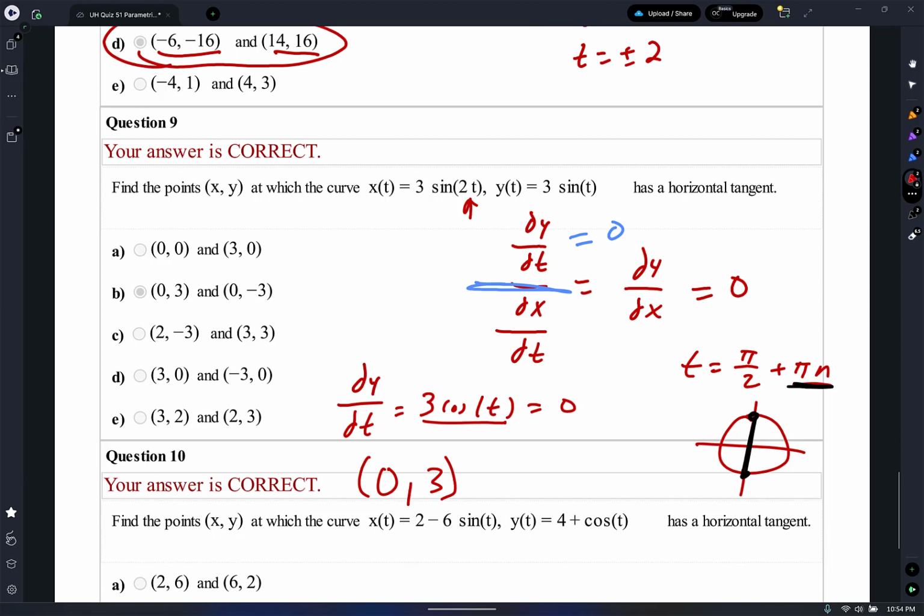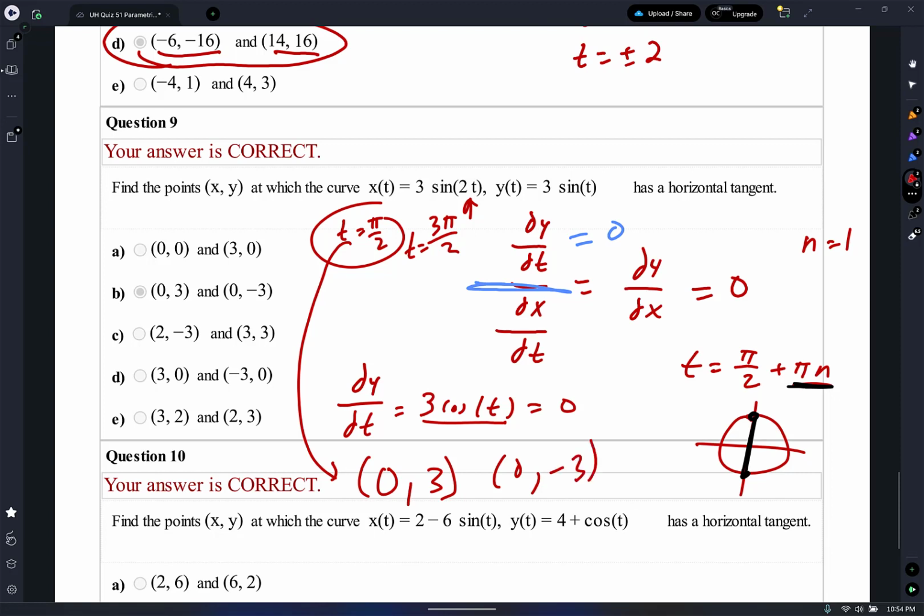Now what happens if I plug in 3 pi over 2? Because that's what happens with the pi n, right, where n is any integer. So if I set n equal to 1 and add pi, that's 3 pi over 2. I already checked pi over 2, that's that one. What if I have 3 pi over 2? So sine of 3 pi is, again, still 0. And then sine of 3 pi over 2 is negative 1. Negative 1 times 3 is negative 3. So there it is.